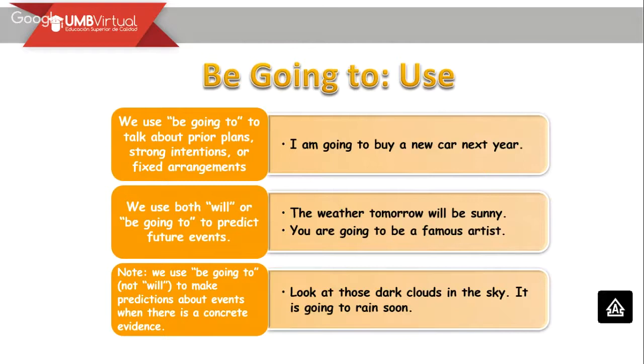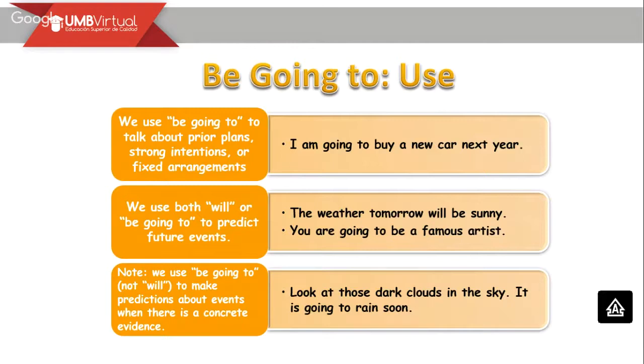The second is, we use both will or be going to predict future events. Podemos utilizar tanto el will o el going to cuando estamos hablando de predicciones. So, the weather tomorrow will be sunny. Yes, according to the forecast, is this prediction. But I can say you are going to be a famous artist. This one is a prediction as well. It's when you are referring to a person that could be your friend or could be another person, but you're referring to this information.